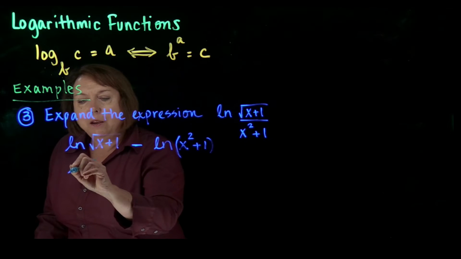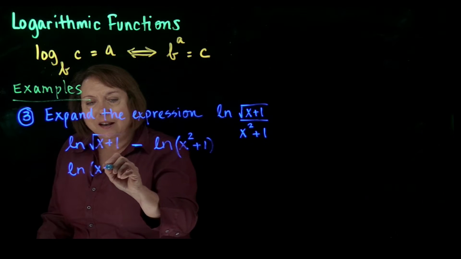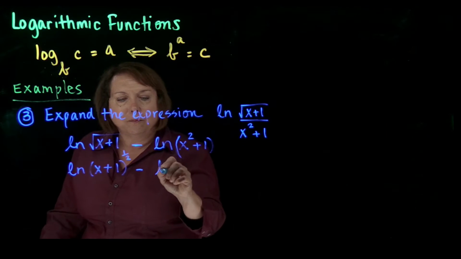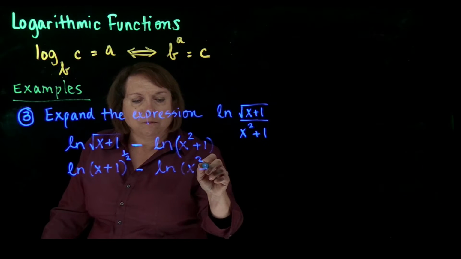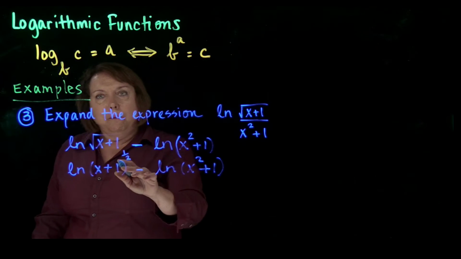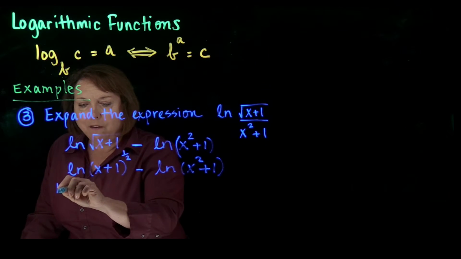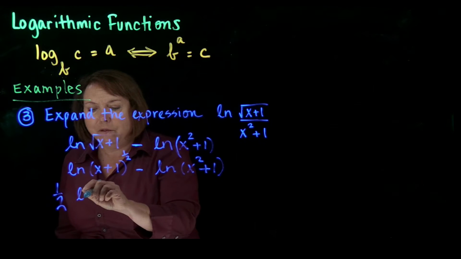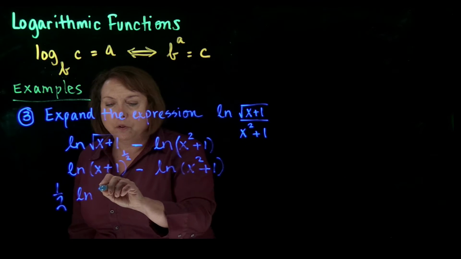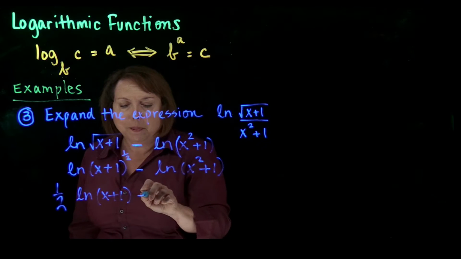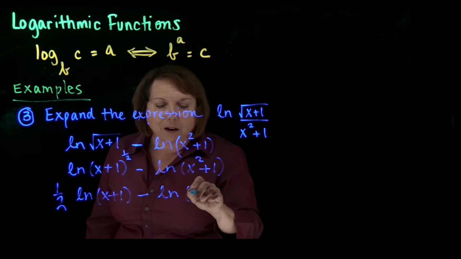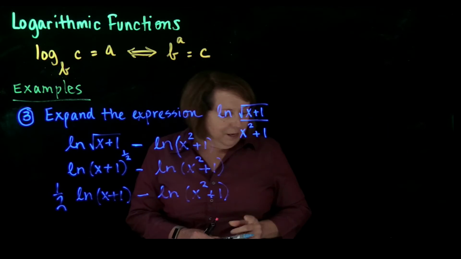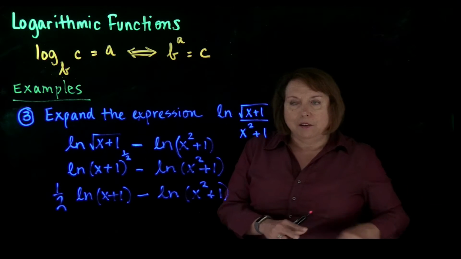Well, maybe you want to think about, can you express the square root of x plus 1 as x plus 1 to the 1/2 power? Because then what will happen here, the 1/2 will come down and become the multiplier of this logarithm. So we'll have 1/2 times the natural log of x plus 1 minus the natural log of x squared plus 1. Now be careful, because we can't do anything further here.